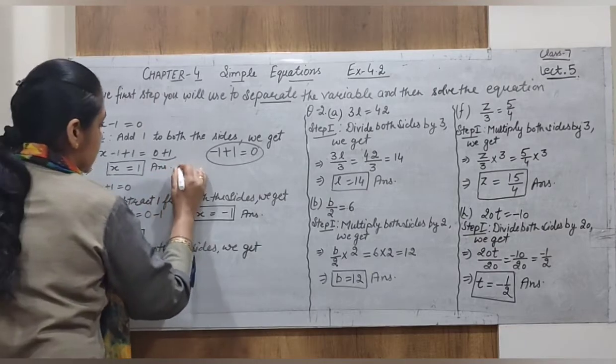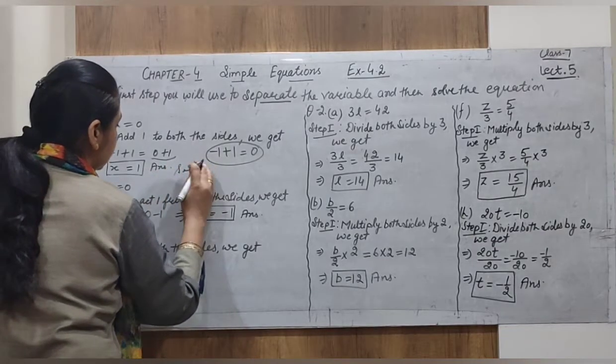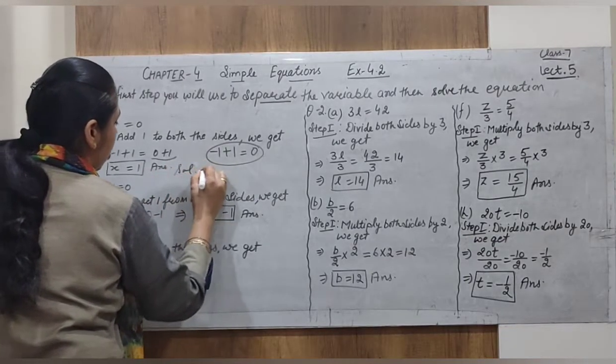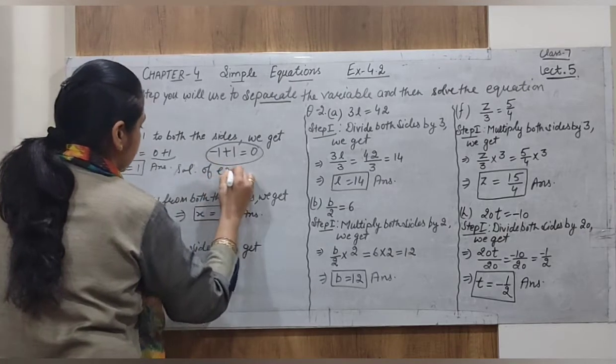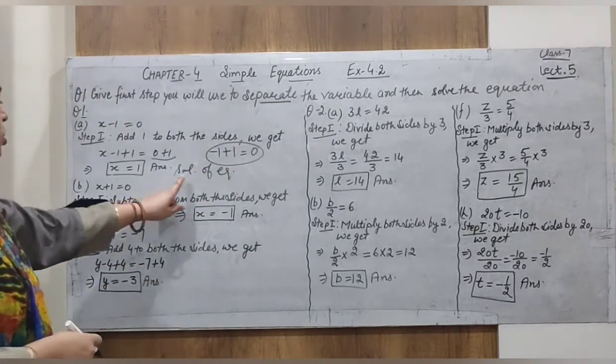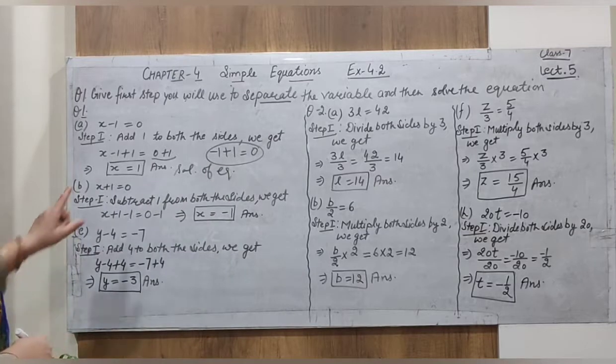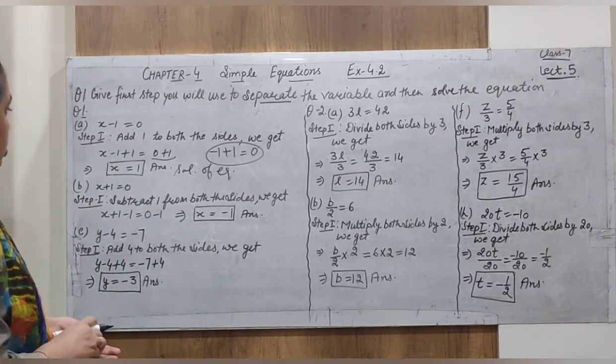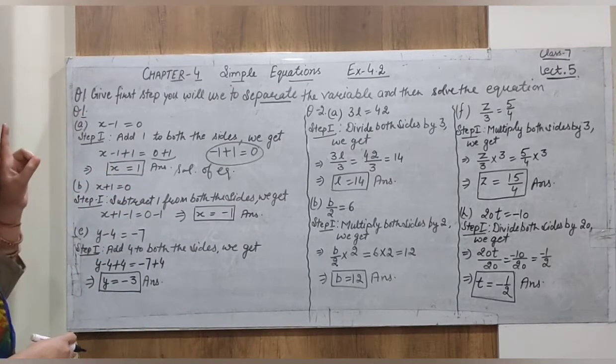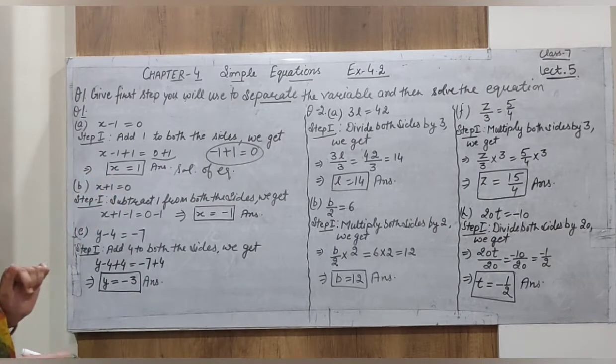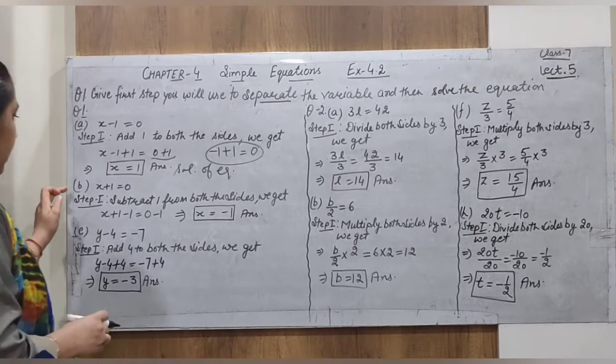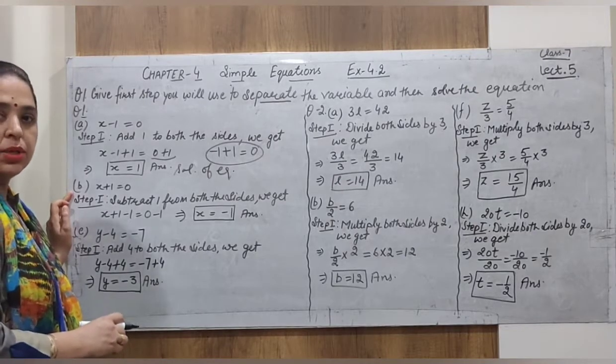This answer is called the solution of the equation, and this is our answer. So by using this step, in only one step we can find out the value of the variable. Okay, next, the second part: x plus 1 equal to 0.